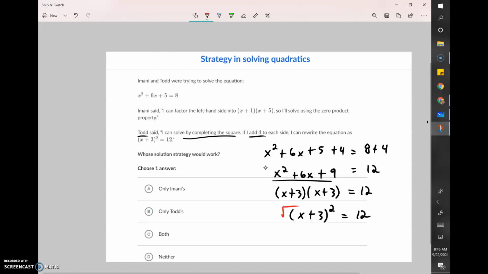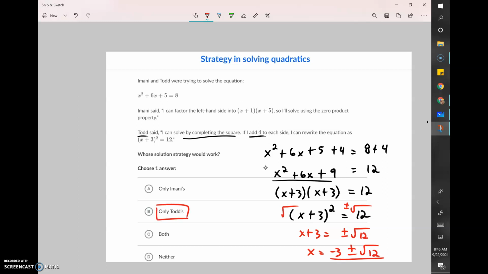He doesn't necessarily mention that. I think it's assumed. We take the plus or minus there. We'd have x plus 3 equals plus or minus square root of 12. We subtract 3 from both sides, and we'd have negative 3 plus or minus the square root of 12, which would absolutely be the solution to this quadratic. Nice job, Todd. Amani, better luck next time.